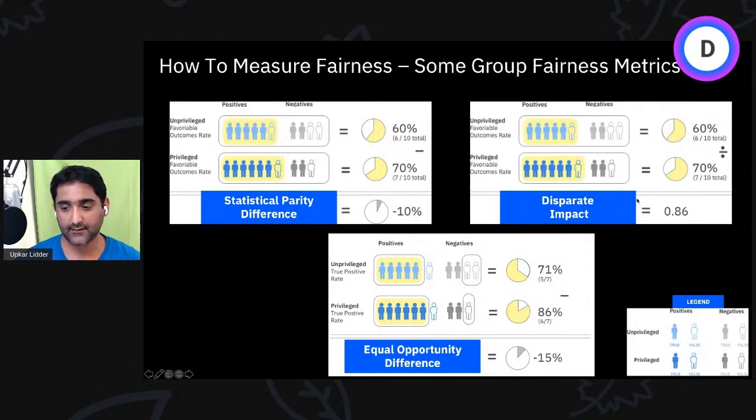Disparate impact is very similar to statistical parity difference, but instead of doing a difference, you're doing a ratio. That's the only difference here.